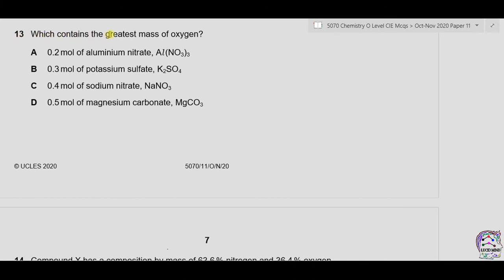Question number 13. Which contains the greatest mass of oxygen? A. We have 0.2 moles of aluminum nitrate. The formula is given. Let's find the molecular mass of aluminum nitrate. We have 1 aluminum atom, 3 nitrogen atoms, and 9 oxygen atoms. The atomic mass of aluminum is 27. For nitrogen it is 14. For 1 oxygen it is 16. So it comes equal to 213 grams per mole.